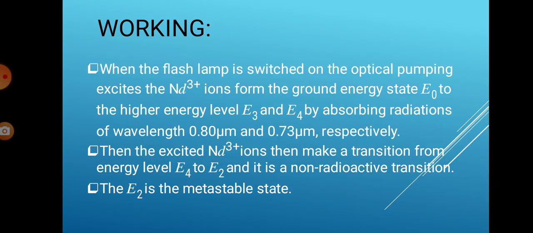Working of the Nd:YAG laser. The Nd:YAG laser is a 4-level solid state laser system. When the flash lamp is switched on, the optical pumping excites the neodymium ions from the ground energy state E0 to higher energy levels E3 and E4 by absorbing radiation of wavelength 0.8 micrometer and 0.73 micrometer. Then the excited neodymium ions make the transition from energy level E4 to E2, and it is a non-radiative transition. The E2 is a metastable state.